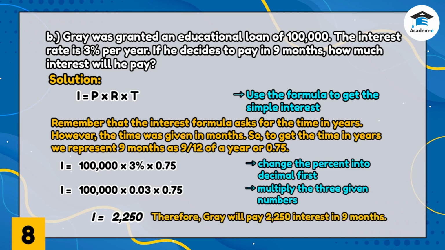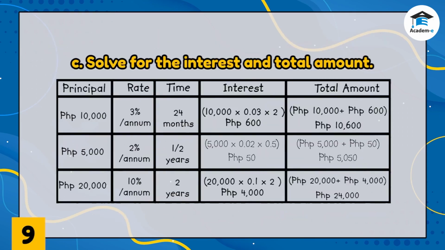Change the percent into decimal. Multiply the 3 given numbers. Therefore, Gray will pay 2,250 pesos interest in 9 months. C. Solve for the interest and total amount.